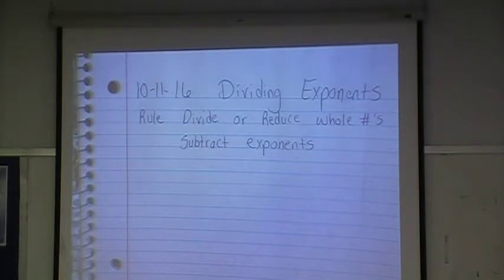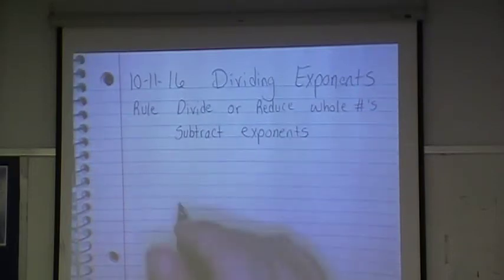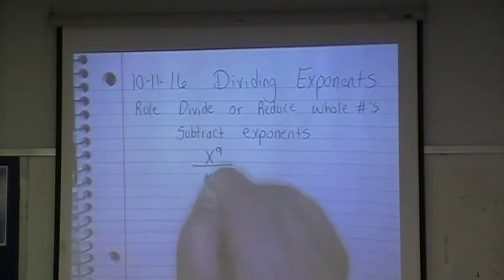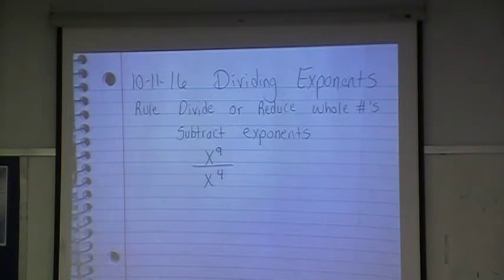Now, when you subtract your exponents, there's a very specific way we have to subtract them. I'll show you. Your division of exponents is going to be written in fraction form, like that. That's how they're going to show it. Okay?